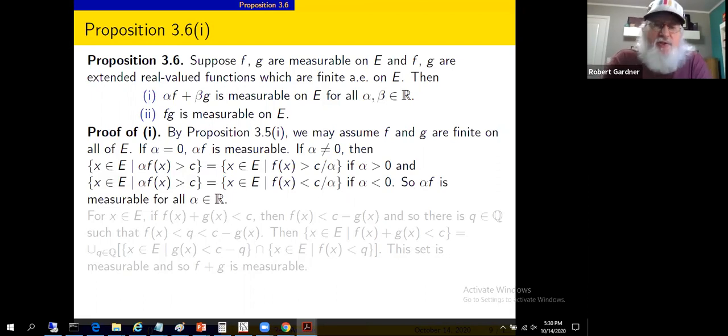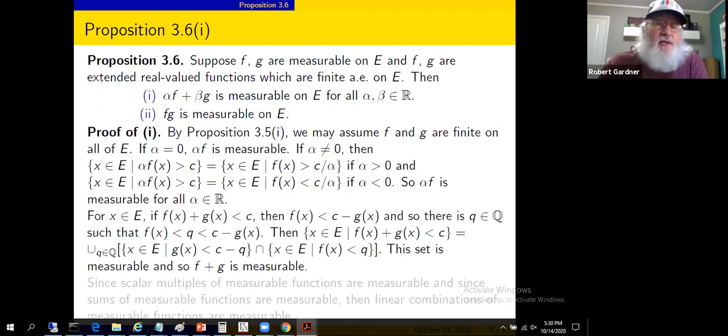How about the addition stuff? Okay, let's consider f of x plus g of x. This is a little weird the way we go at it. I'm going to use rational numbers. Suppose there's an x value for which f of x plus g of x is less than c. You know where we're going with this, right? We want to consider the set of x values in E such that this kind of thing occurs. So that's why we're looking at this, not in connection with the sets just yet, though.